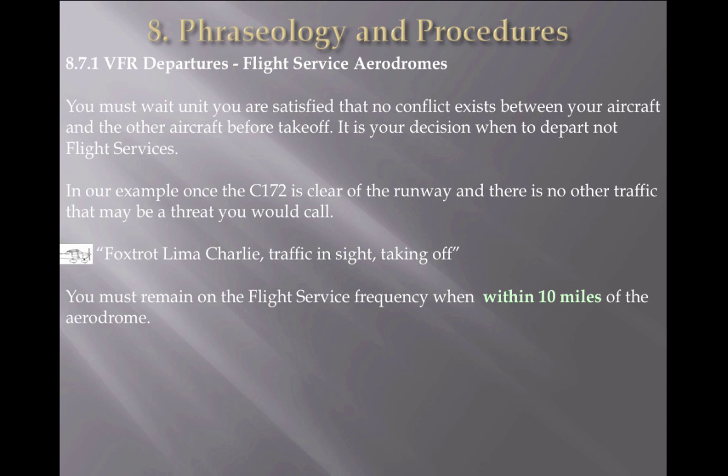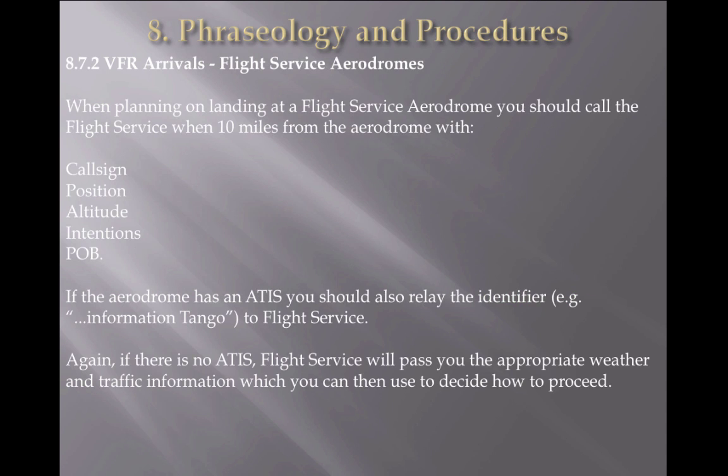You must remain on the flight service frequency when within 10 miles of the aerodrome. When planning on landing at a flight service aerodrome, you should call the flight service again when within 10 miles from the aerodrome. You give them the call sign, position, altitude, intentions, and persons on board. If the aerodrome has an ATIS, you should also relay the identifier, e.g. information Tango, to flight service. This confirms that you have listened to it, you are aware of it, and you're confirming it.